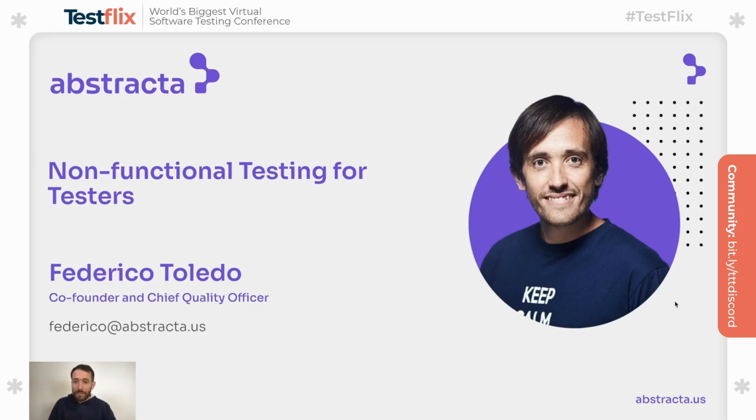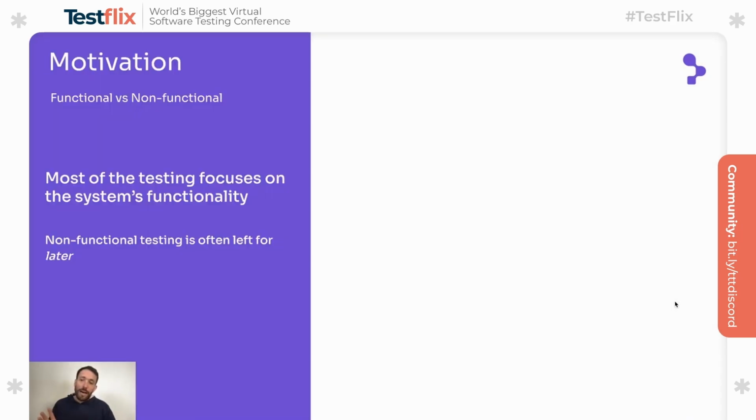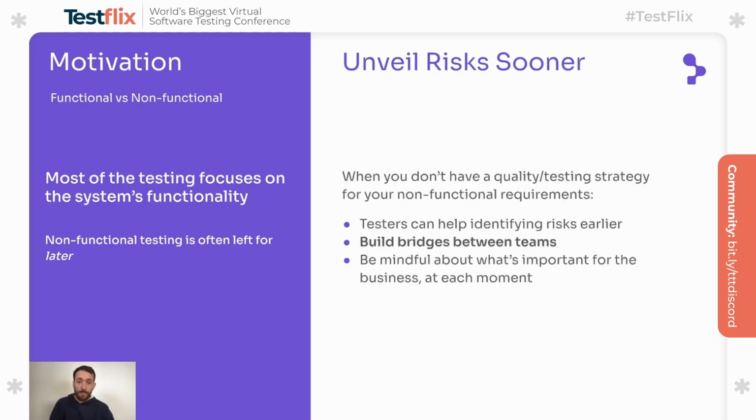The main motivation for me to do this is because I consider that most of the testing we do is focusing on the functional aspects. So this is why most of the software that we use have security holes, poor performance, bad accessibility. So what I want to share here, sharing these 3 particular tools, I really believe that by using this type of tools, the testers, the functional testers, can help to unveil risks sooner.